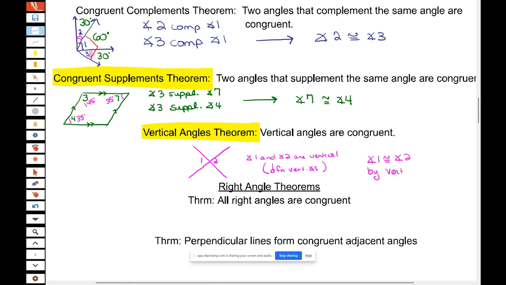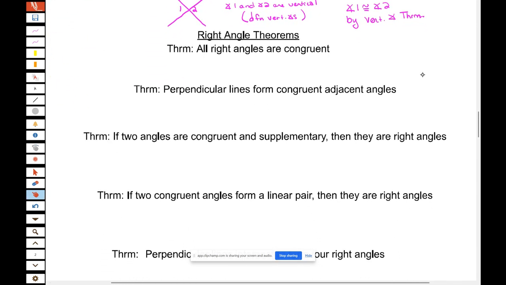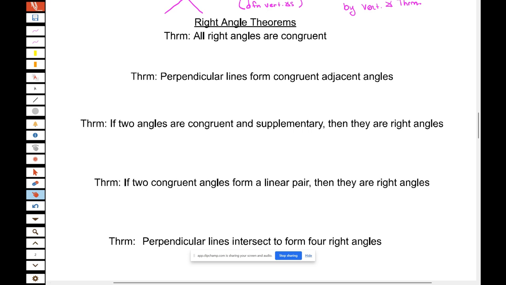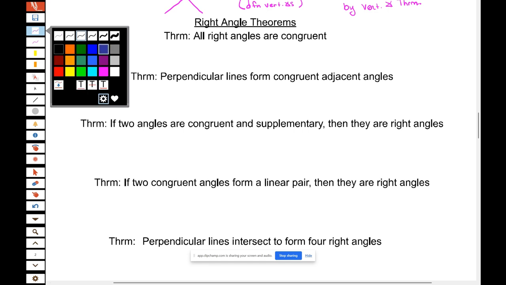So that's the difference between the vertical angles theorem and the vertical angles definition. All right, just a couple more. Let's talk about our special right angle theorems, okay? These theorems don't have names, so we're just going to abbreviate like crazy to get them into our proof boxes when we have to.